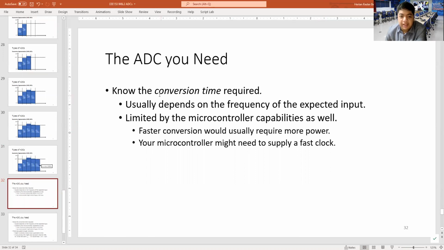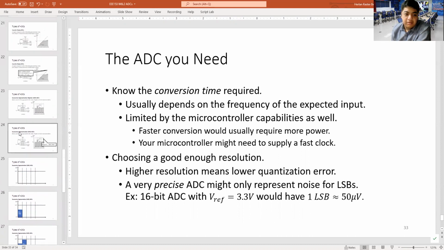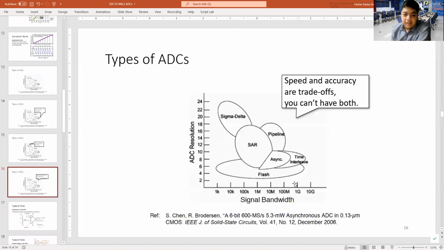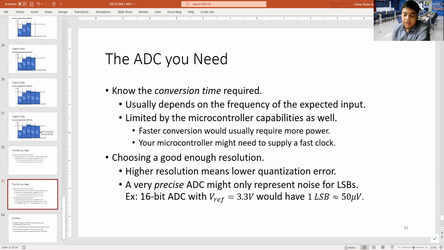And additionally, if mataas or mabilis yung conversion time, kailangan mo ng mabilis na clock signal na baka hindi kayang gawin ng microcontroller. So after you know your conversion time, that will generally mean makikita mo na kung saan ka lulugar. If kailangan mo ng mataas na conversion speed, usually mastu-stuck ka with low resolution ADCs. Pero if mababang speed lang naman kailangan mo, pwede ka magtaas ng resolution para maging accurate yung inyong measurements.